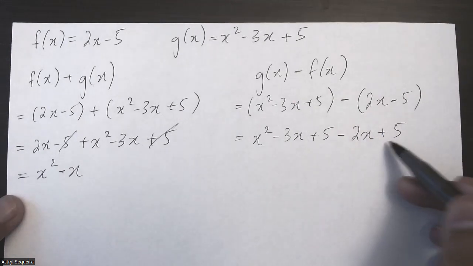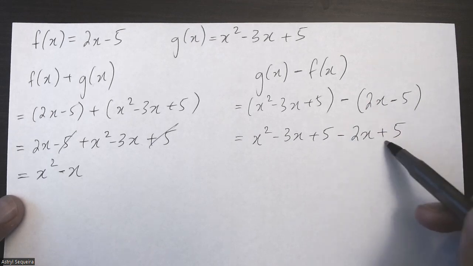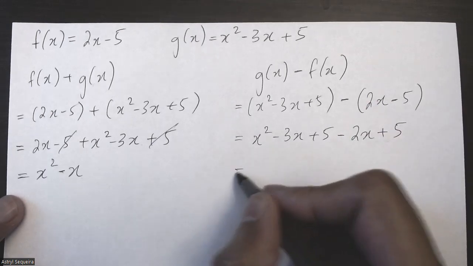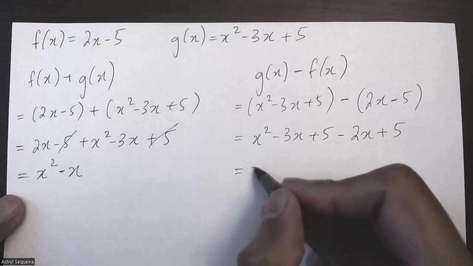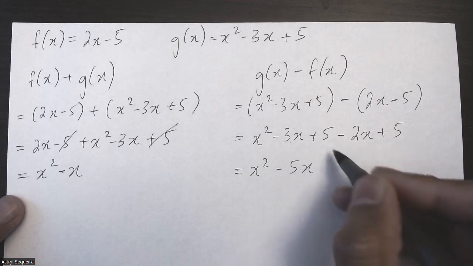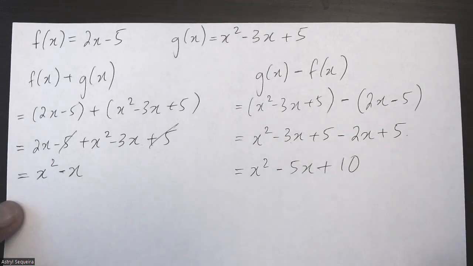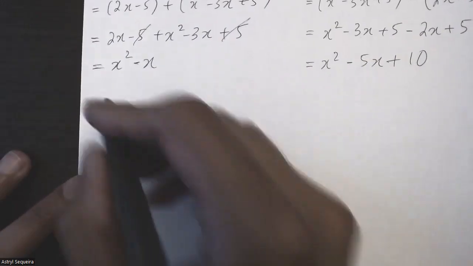And here's where everyone will make a mistake in this question if they don't use brackets. They won't change the sign of this term over here. And combining like terms, x squared, negative 3x minus 2x is minus 5x. And 5 plus 5 is 10, and that is my final solution for this one.